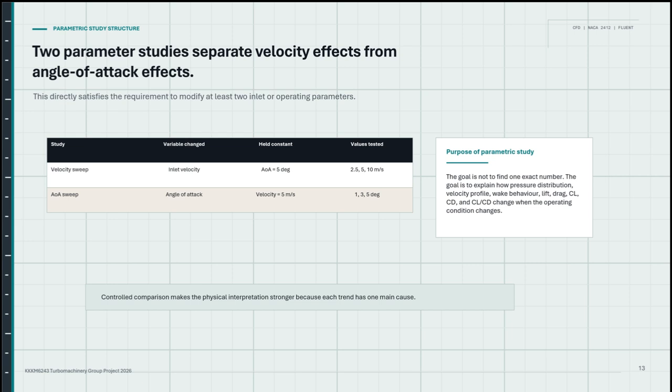And this slide shows the two parameter studies. For the first study, the angle of attack is fixed at 5 degrees, and inlet velocity is changed from 2.5 to 5 and 10 meters per second. For the second study, the inlet velocity is fixed at 5 meters per second, and the angle of attack is changed from 1 to 3 and 5 degrees. This is important because only one parameter changes at one time, so the result trend is easier to understand.